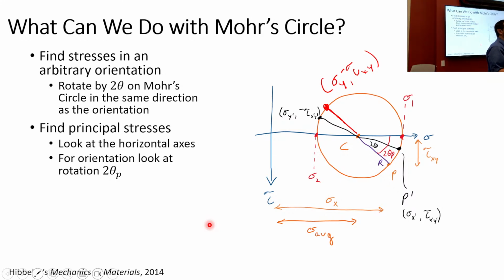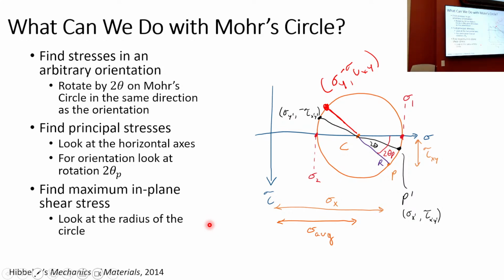What's the other thing we often care about? Yeah, so the maximum in-plane shear stress. And where is that going to be? I guess the tau coordinate would just be the radius. Yes. On Mohr's circle, I agree it is the radius. And where should we find maximum in-plane shear stress? The sigma coordinate would be at the center. Yeah, so it's going to be at the bottom and the top, because this is going to be tau xy, and the top one would be negative tau xy.